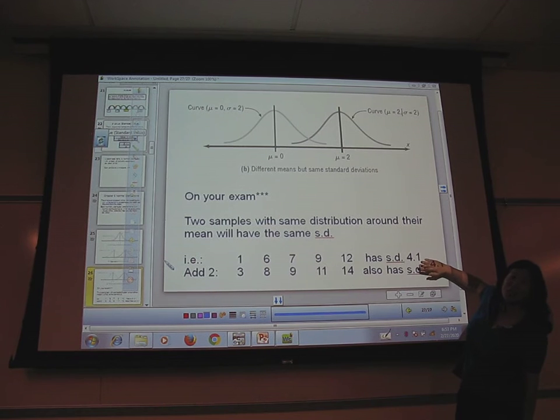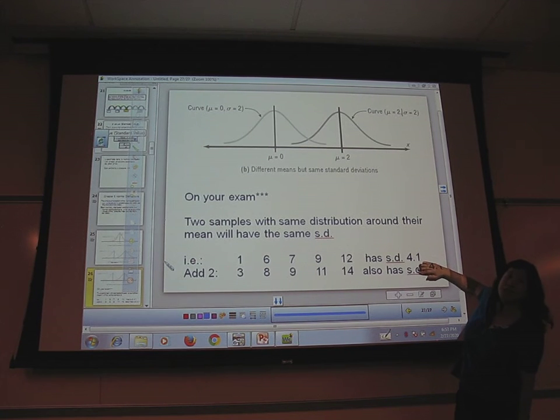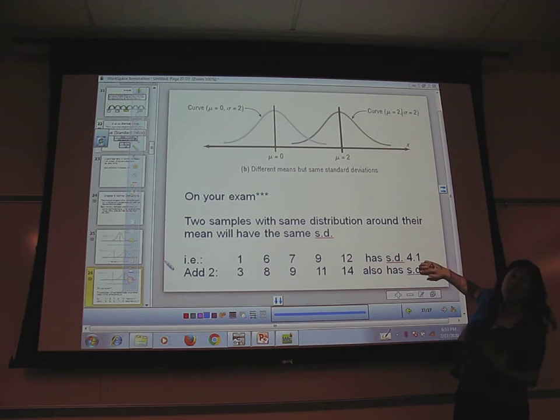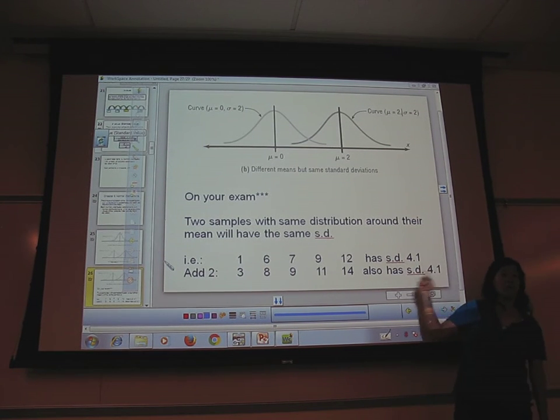All right, guys, what's the new mean? 9. What's 7? It goes up by 2, you add 2 to everything, so it goes to 9. What's the new standard deviation? 4.1. It stays the same. Good.